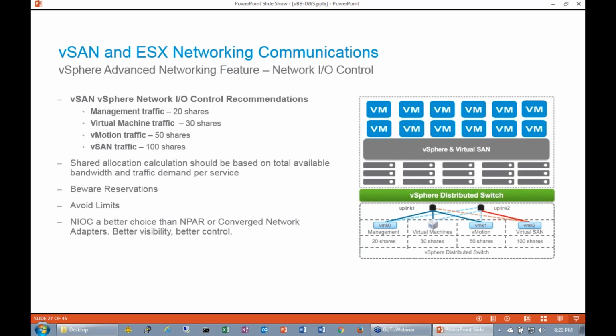All right, I'm going to warn you to be careful of using reservations, right? And don't use any limits. But if you look at the shares distribution here, 20, 30, 50, 100, that's a good rule of thumb when it comes to carving up that 10 gig. Essentially you have 200 total shares, half of it's going to vSAN, a quarter of it's going to vMotion, and the rest is for machine traffic and management traffic.